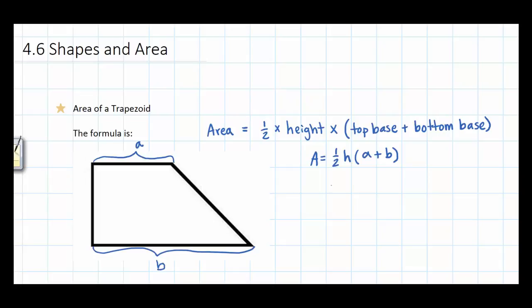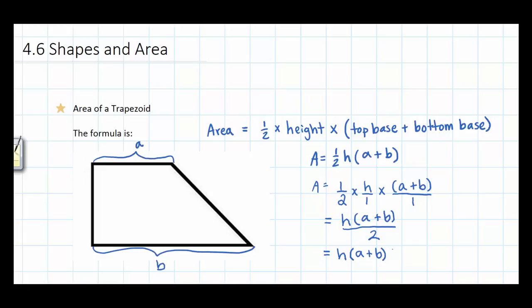We can write this another way. So if we take area equals 1/2 times the height times A plus B, we can write H over 1 because anything divided by 1 is just itself, and we can write A plus B divided by 1. So then we would have height times A plus B divided by 2, because we would multiply across the top all the numerators, and then we would multiply across the bottom all the denominators. So this gives us height times A plus B divided by 2.